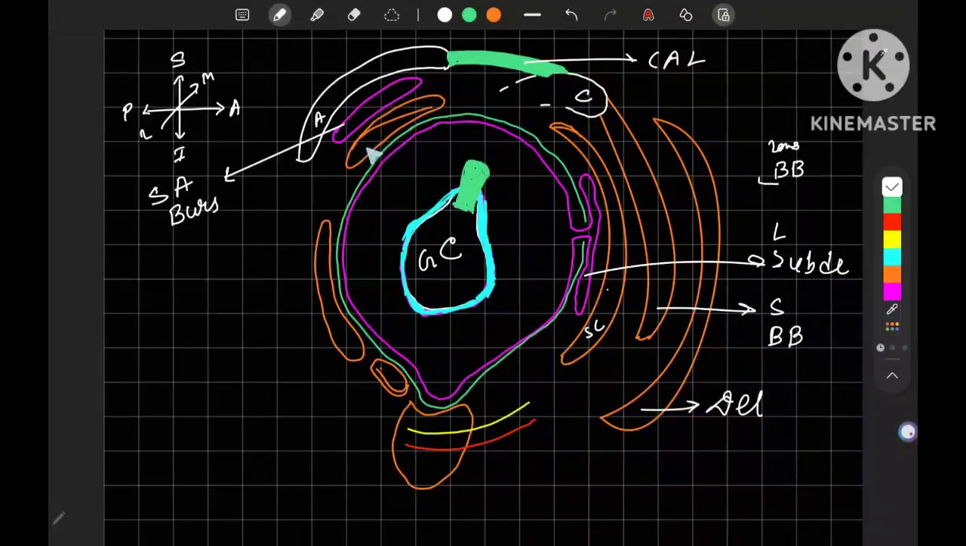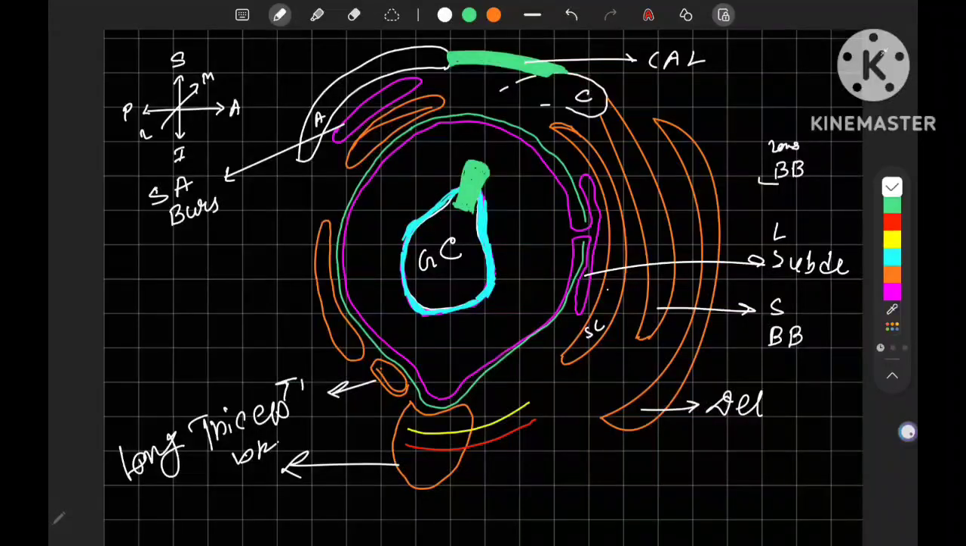Then this muscle is the supraspinatus, this is the infraspinatus, this is teres minor, and this is the long head of triceps brachii. Okay, and this is the teres minor, this is the infraspinatus, supraspinatus. Okay, that's covered.